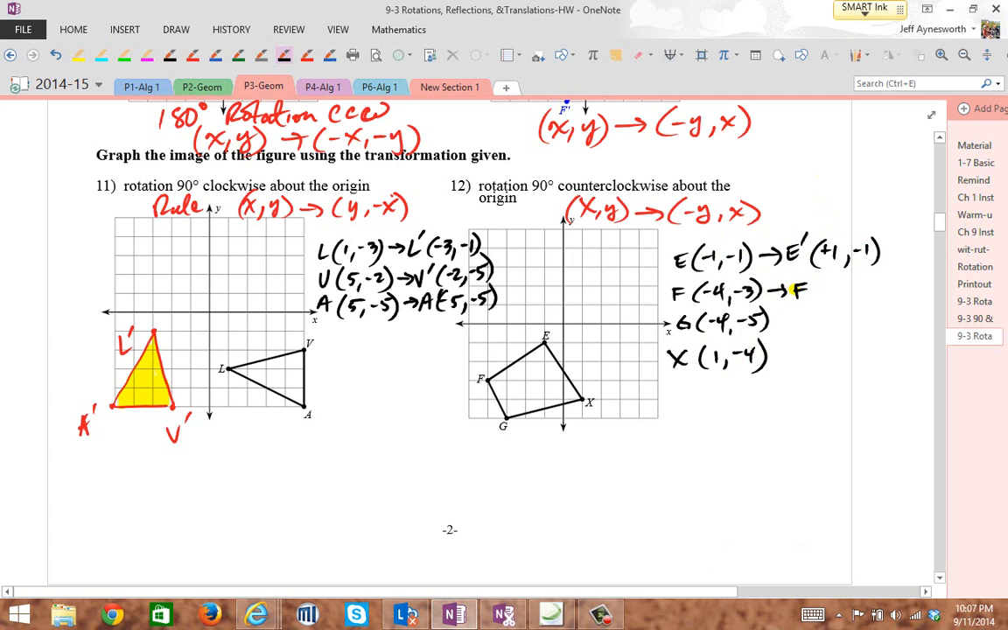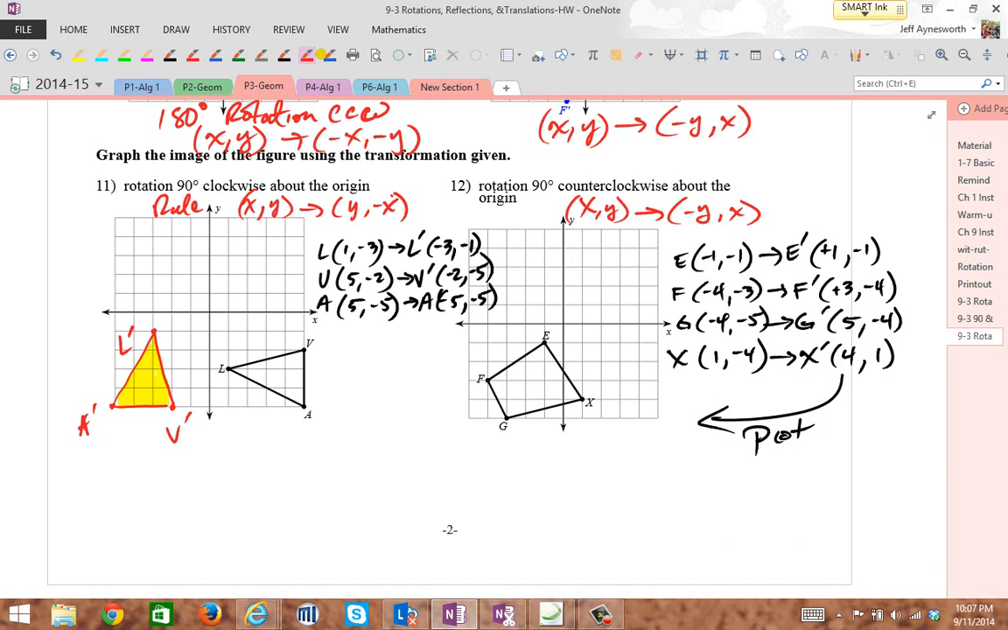All right, F prime, you switch, take the opposite of Y. So I'm going to take the opposite of Y first, make that positive 3, and switch. G prime, take the opposite of Y, and then you got X here. And then X prime, you got to take the opposite of Y, so it's 4, and then you get comma 1. And then plot the images.